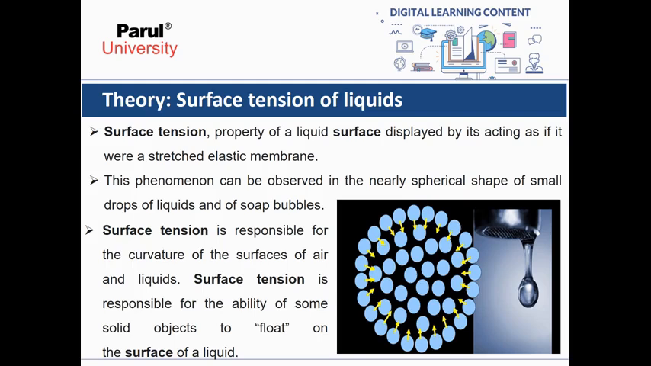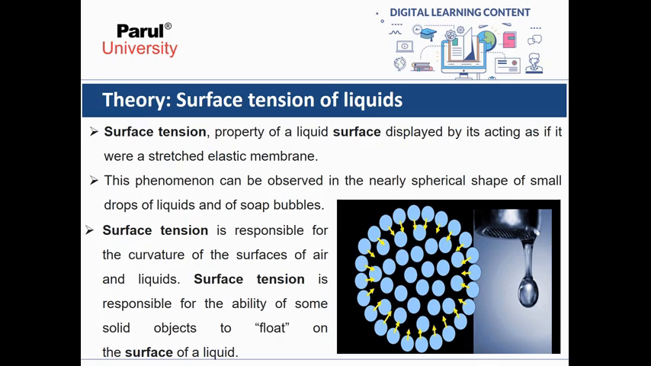Surface tension of a liquid. Surface tension is a property of the liquid surface displayed by its acting as if it were a stretched elastic membrane. This phenomenon can be observed in the nearly spherical shape of small drops of liquid and of soap bubbles. The surface tension is responsible for the curvature of the surfaces of air and liquid. It is also responsible for the ability of some solid objects to float on the surface of the liquid.